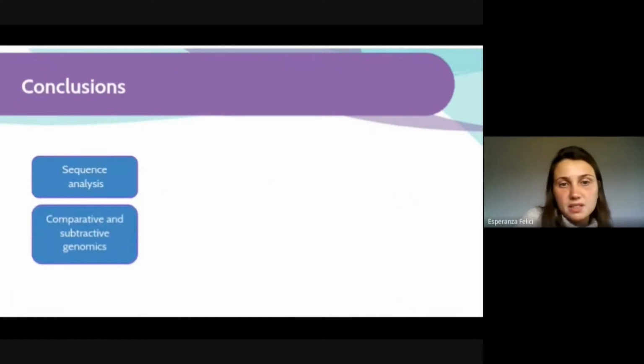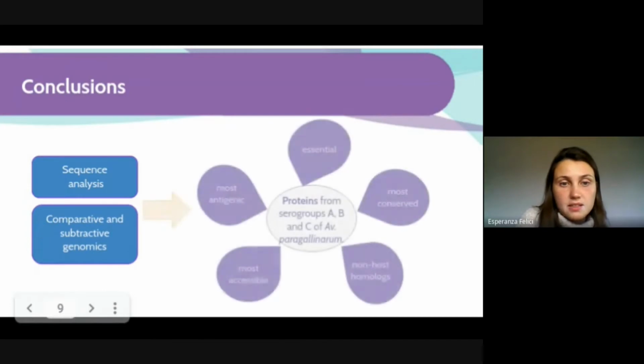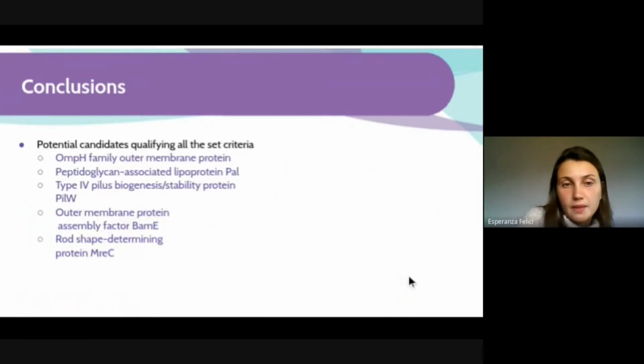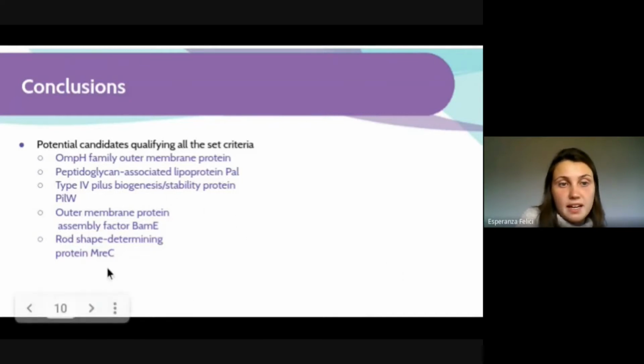To sum up, in this work, we used sequence analysis in conjunction with comparative and subtractive genomics to select the proteins deemed the most antigenic, essential, conserved, accessible, and non-host homologues. Among the predicted antigens, these 5 proteins were identified as potential candidates qualifying all the set criteria.